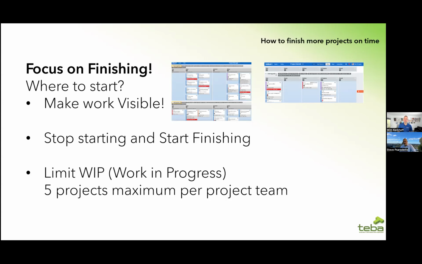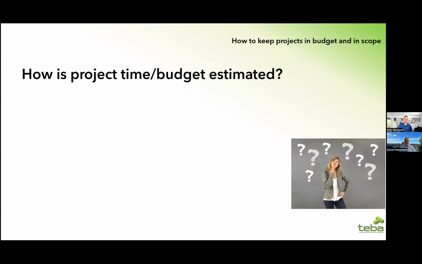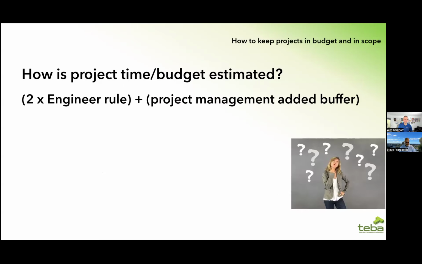All right. So when we go to budget the amount of time it takes to do a project, we did a little experiment to see how engineers' brains worked effectively. And me being an engineer, I knew how my brain worked, but I decided to test it with our team. So when you ask an engineer to estimate how long a project's going to take, this is what generally tends to happen. This is the rule we came up with. The 2 times engineer rule plus the project management added buffer rule.